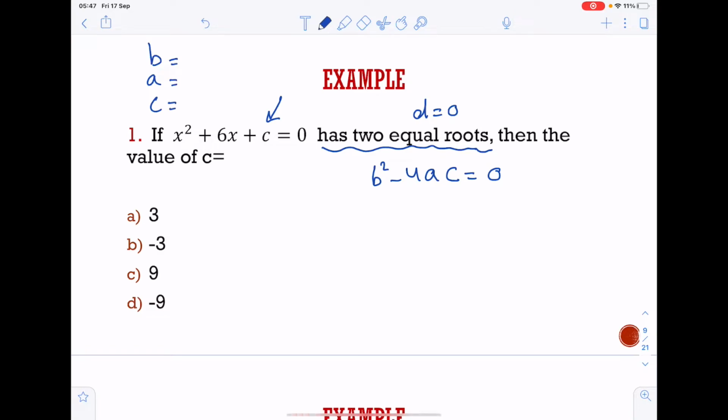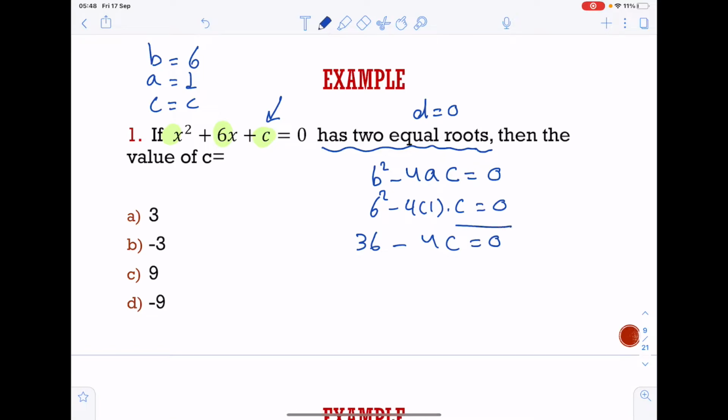You know that a is the coefficient of x squared, so it is 1. And b is the coefficient of x, which is 6. And c is c here, an unknown value. So let's substitute these values in the formula of the discriminant. This would be 6 squared minus 4 times 1 times c equals 0. So 36 minus 4c equals 0.